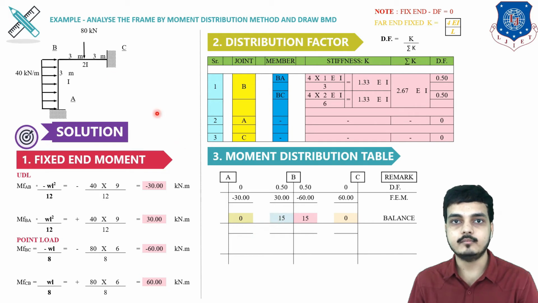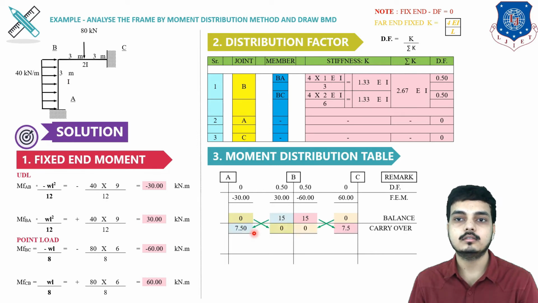At the far end, meaning B to A, you can see it is a fixed support. So we can transfer half of the moment, 7.5. Half of 0 is nothing but 0, and half of 15 is 7.5. This step is known as carryover factor, meaning carryover moment.